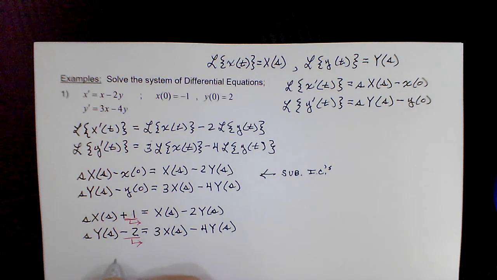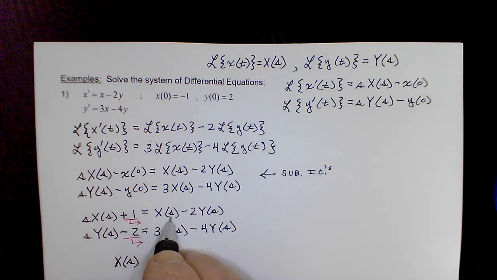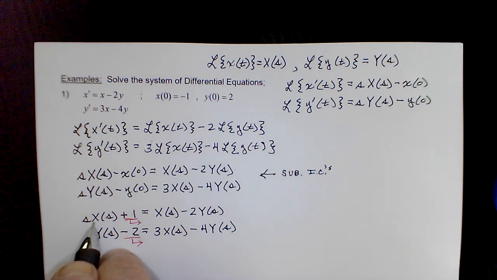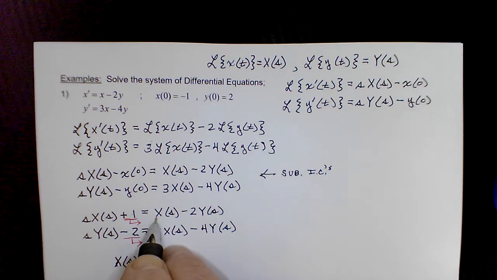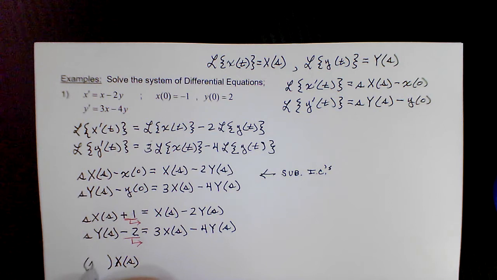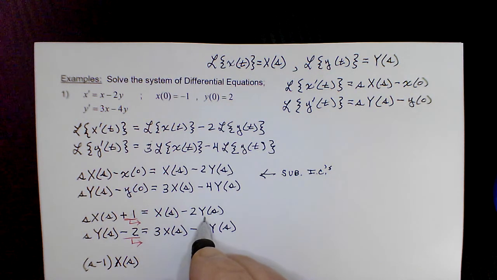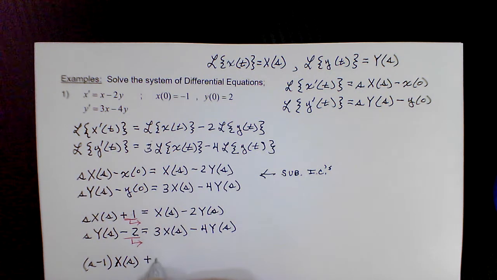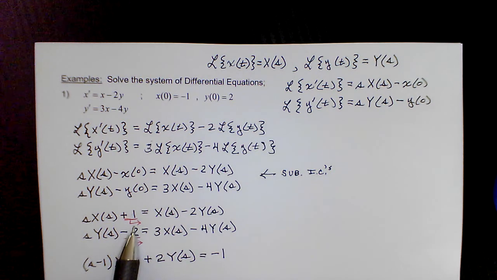So for example, when I transpose this X of s to the left-hand side, at the same time I'm going to factor out the s and the minus 1 that would be obtained by the transposition, and I'm going to put that in front of the X of s. And then if we transpose this negative 2Y of s, we just get plus 2Y of s. And that's equal to the 1 here that's transposed, which gives us negative 1.